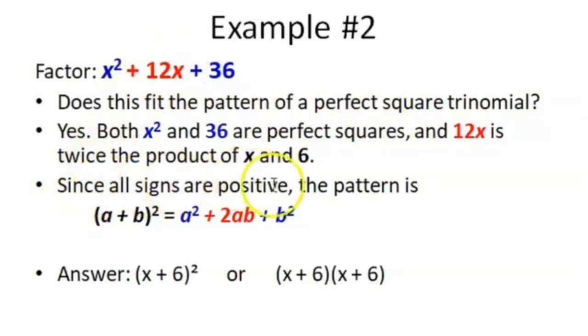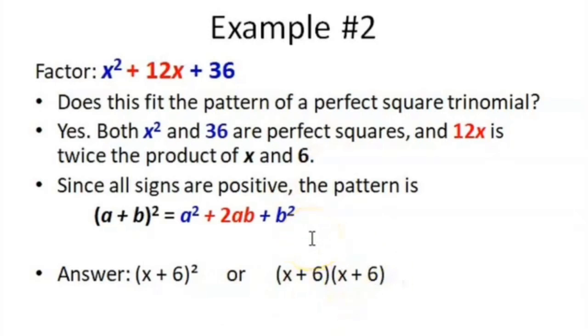Okay. Since all signs are positive, ito po yung pattern na gagamitin natin kasi positive lahat yung sign. So ang pattern is quantity a plus b squared is equals to a squared plus 2ab plus b squared. So therefore the answer is quantity x plus 6 square. Ito po yung binomial po natin. And the square root of our first term and the square root of our last term. Or quantity x plus 6 times the quantity of x plus 6.